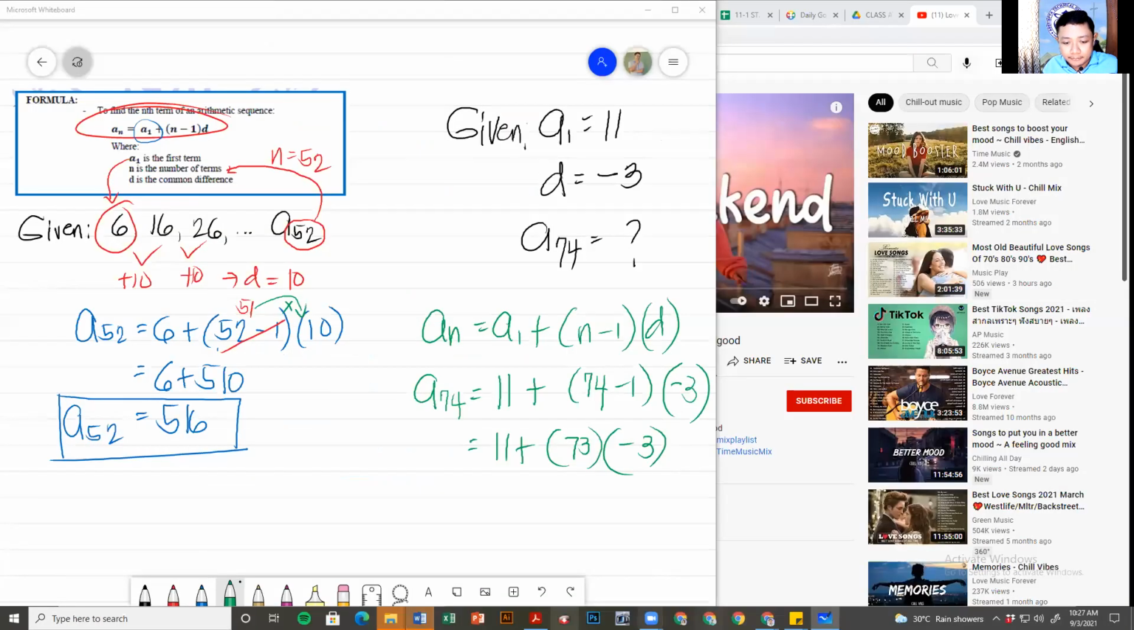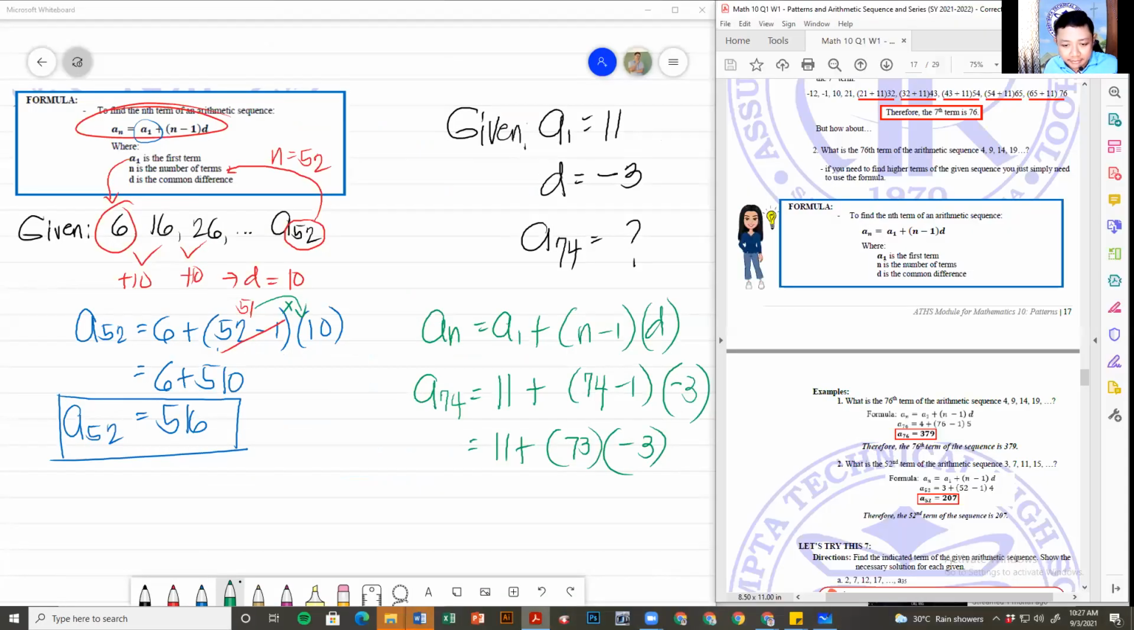Negative 3 times 73. Type it in the chat box, please. Okay, that's negative 219. Correct. So that becomes 11 plus negative 219.